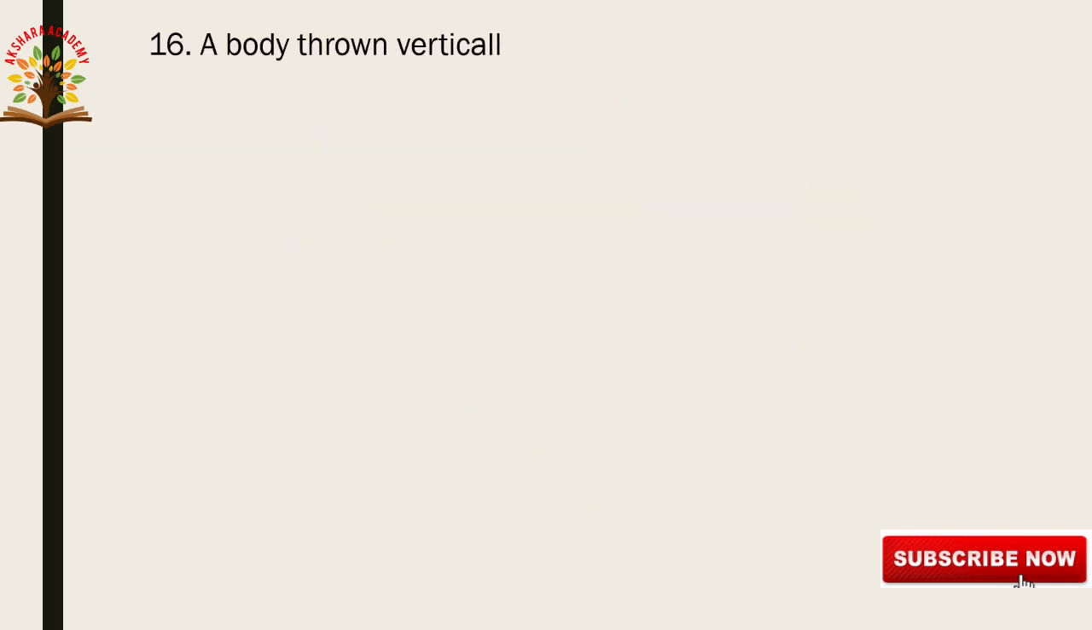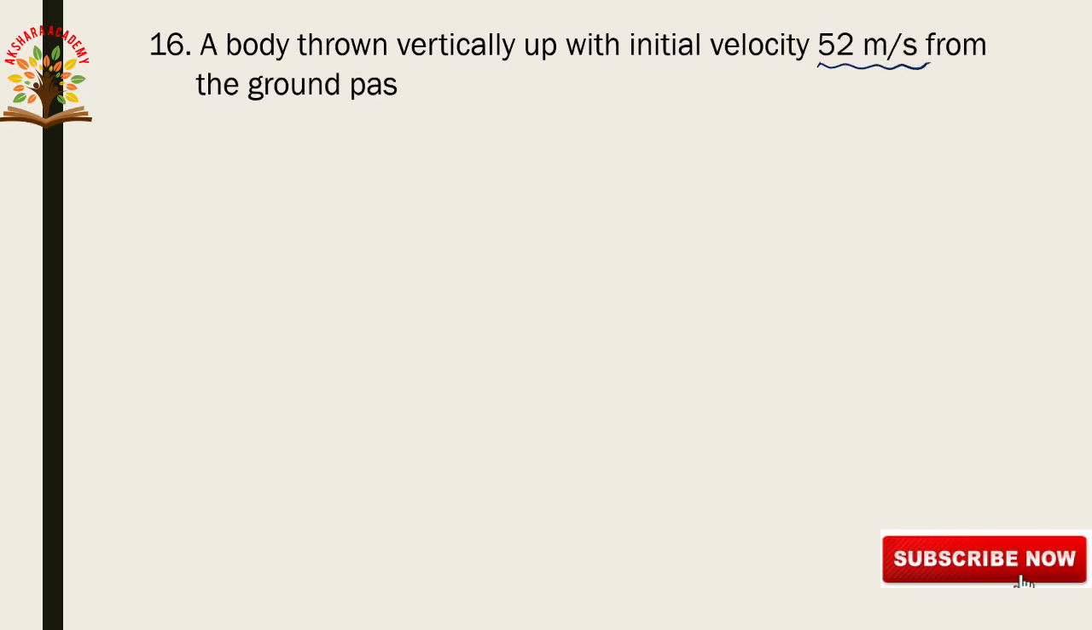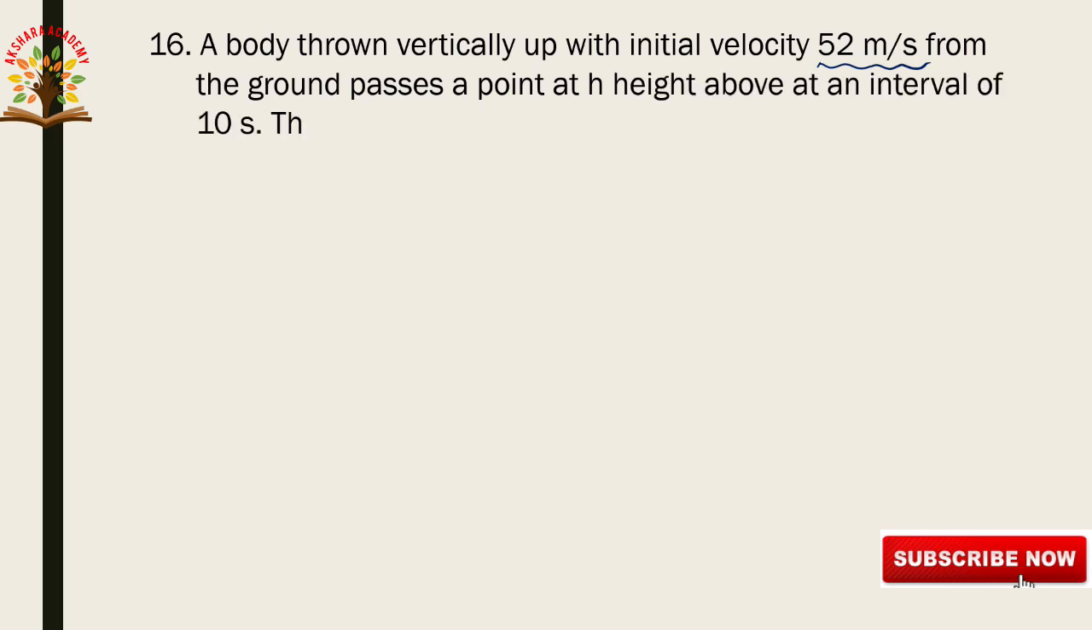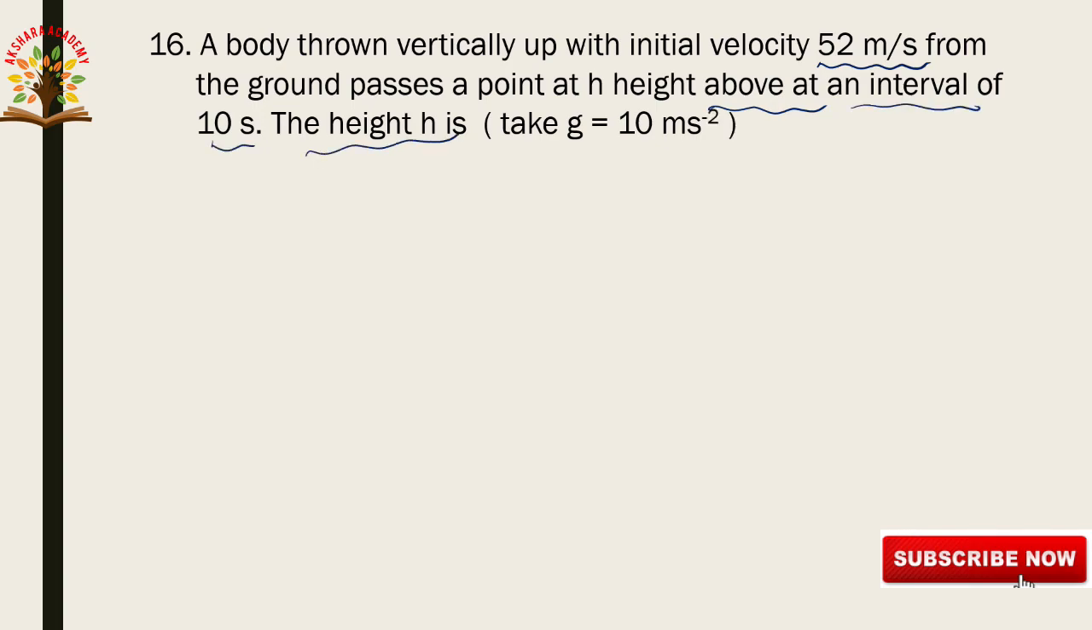A body thrown vertically up with initial velocity 52 meters per second from the ground passes a point at a height h above at an interval of 10 seconds. Now the height h is to be found, given g as 10 meters per second square. Now let us go to the solution.